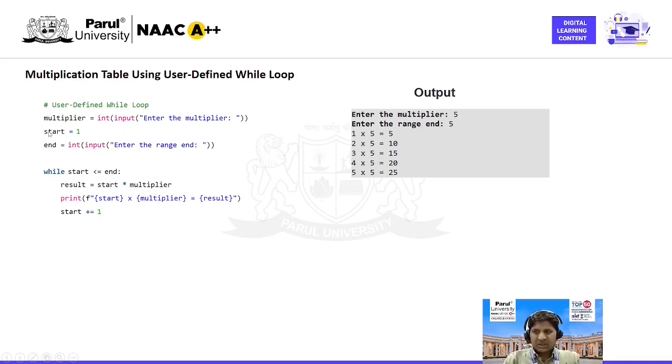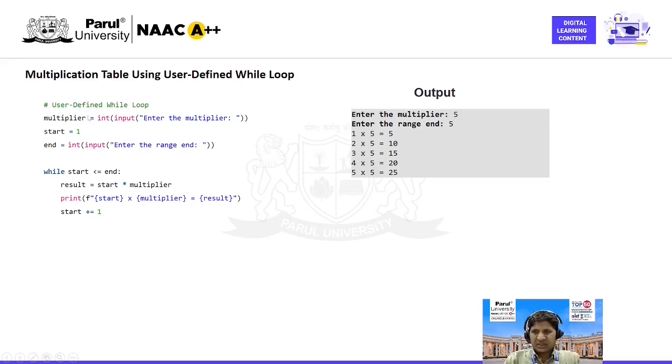Do you remember the start point of the while loop, the end point of the while loop, and the steps? You start from 1. If you enter here from 2, then your pointer always starts from 2. And end is where you want to end this. While start is less than or equal to end, the value of end is 5.